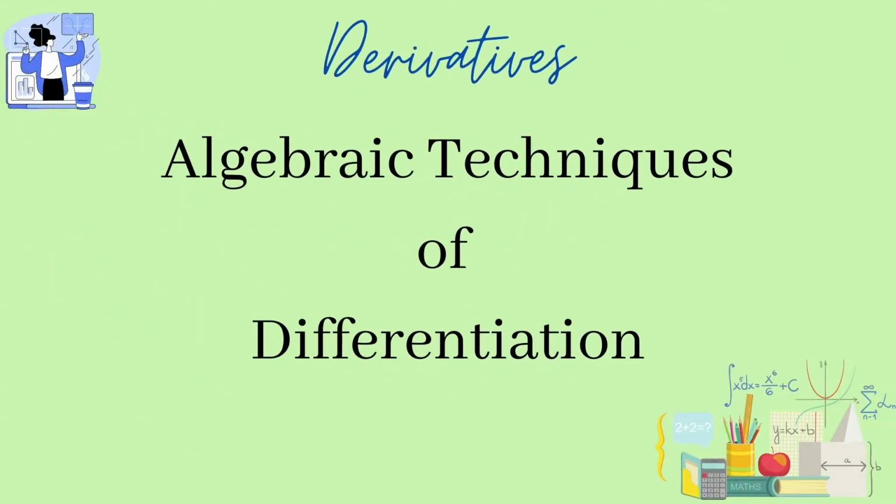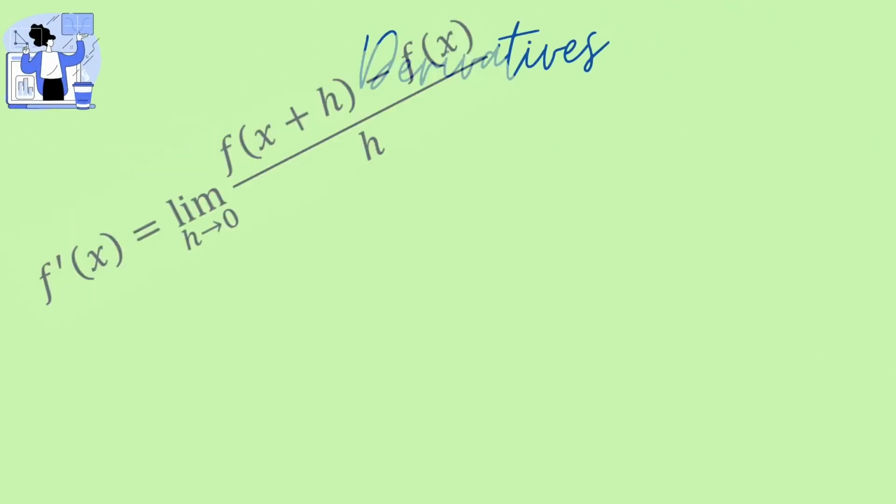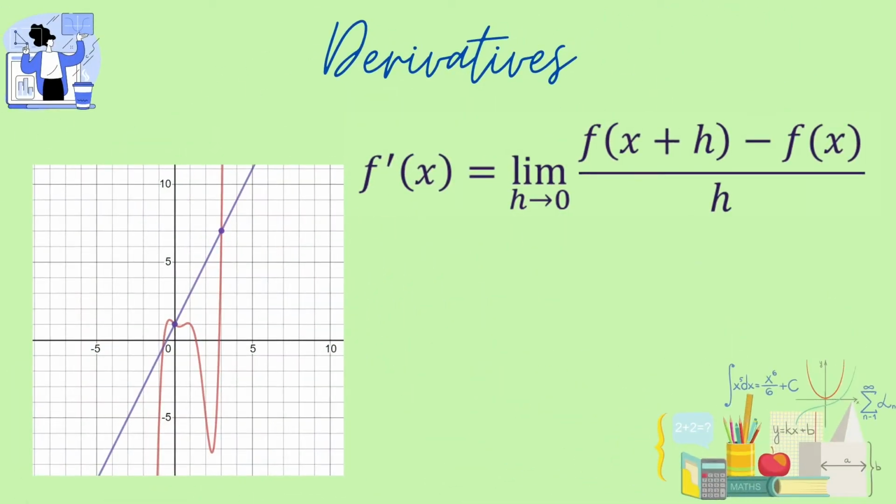Algebraic techniques of differentiation. Differentiation is finding the derivative of a function. If you are asked to differentiate, we have learned from the previous module that the derivative of a function, written as f prime of x, is equal to the limit of the quantity f of x plus h minus f of x all over h as h approaches 0.